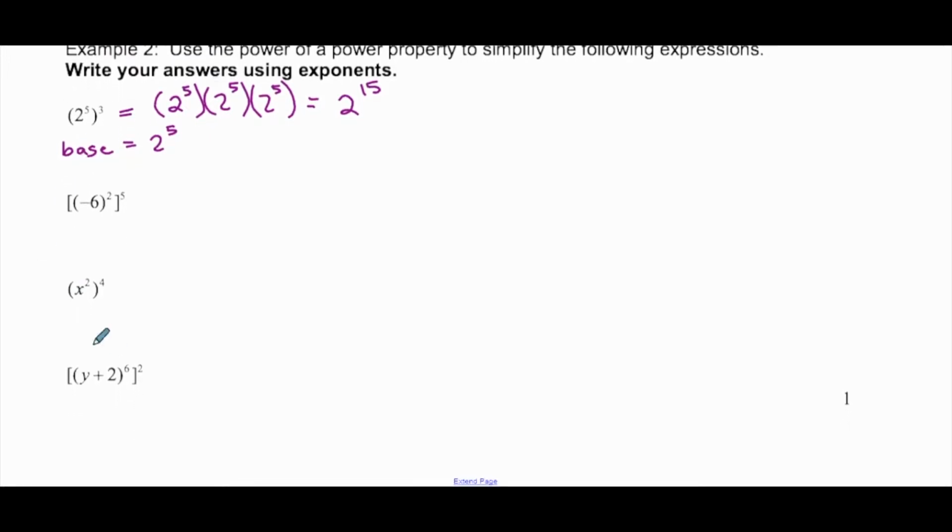Try the next 3. Again, 1, 2, and 3. And click continue when you're ready.